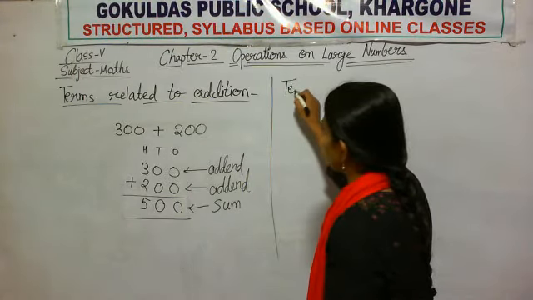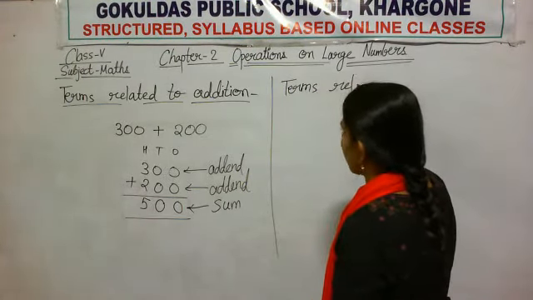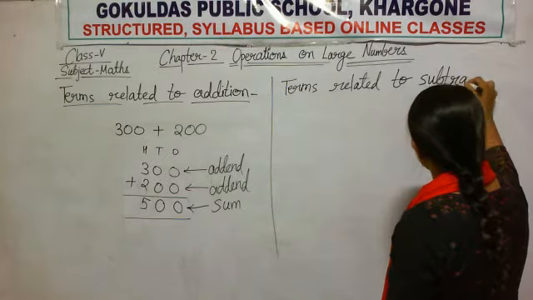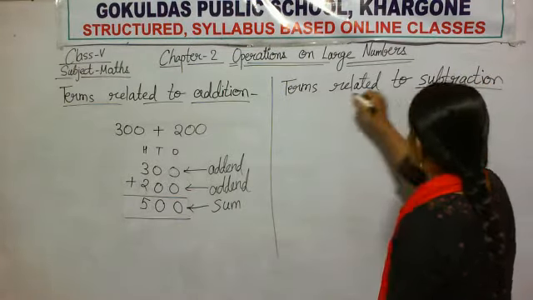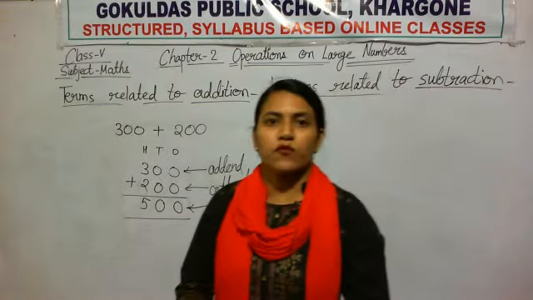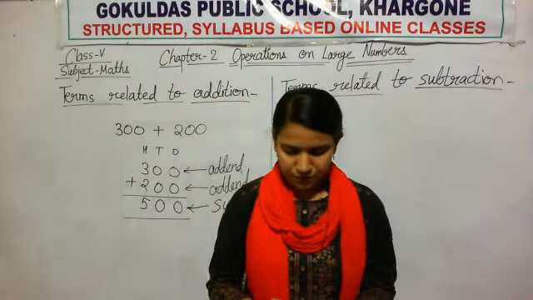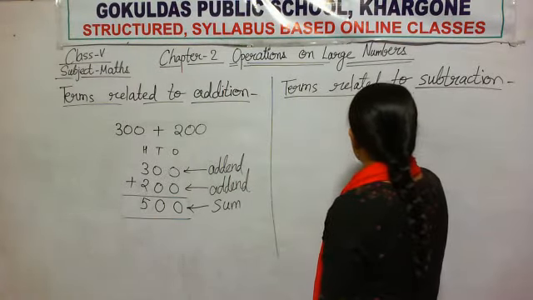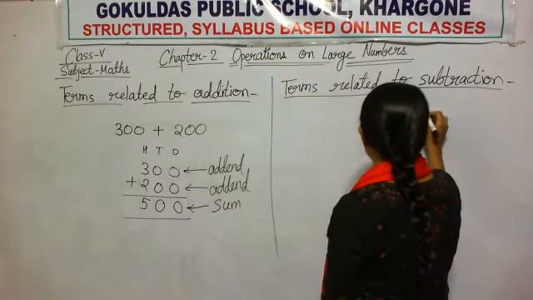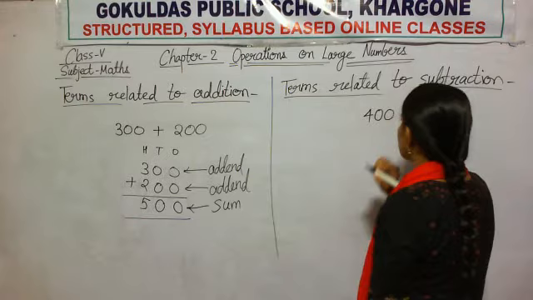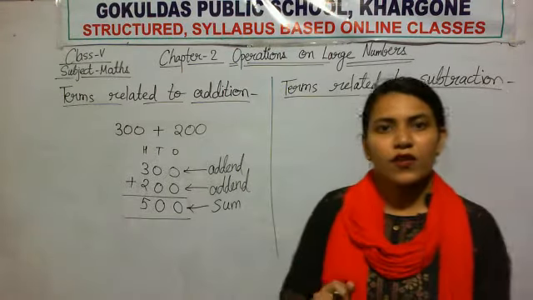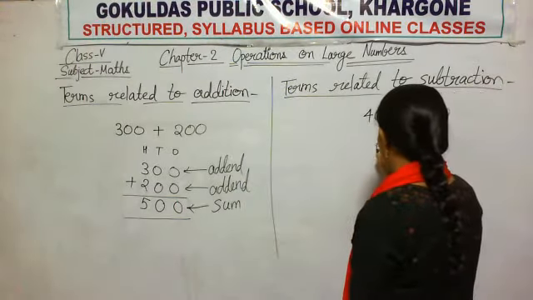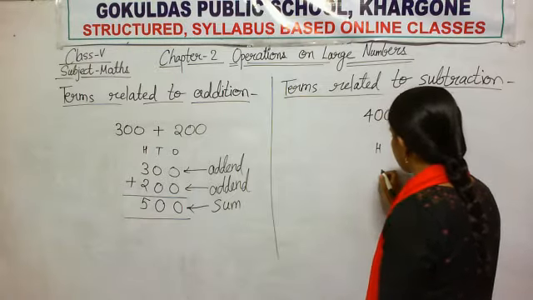Now recall terms related to subtraction. Now tell me what terms are related to subtraction. Suppose we have two numbers, right? Let's take an example. We have two numbers, 400 and 100. You want to subtract 100 from 400, right? So what will you do? You will arrange both the numbers column-wise first. So hundreds, tens and ones. First number is 400.